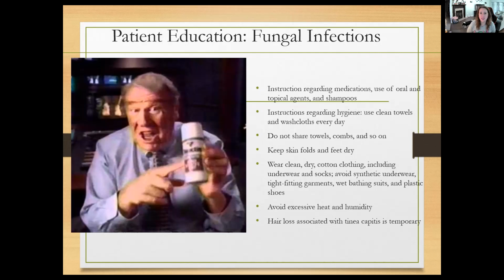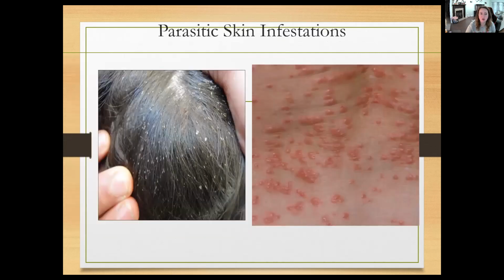And then that excessive heat and humidity, hair loss associated. So we just want to educate them on those treatments for that. You guys can read over that more in your book if you want.